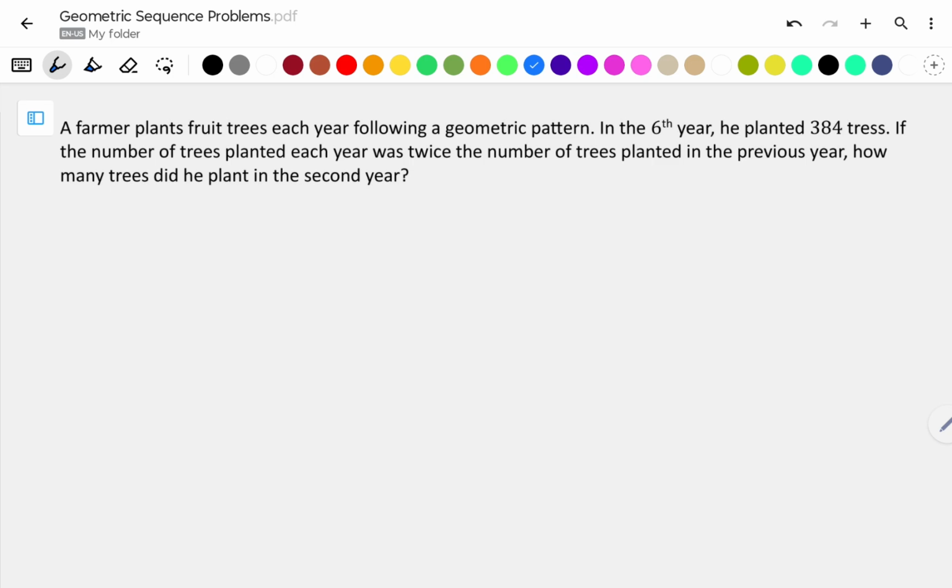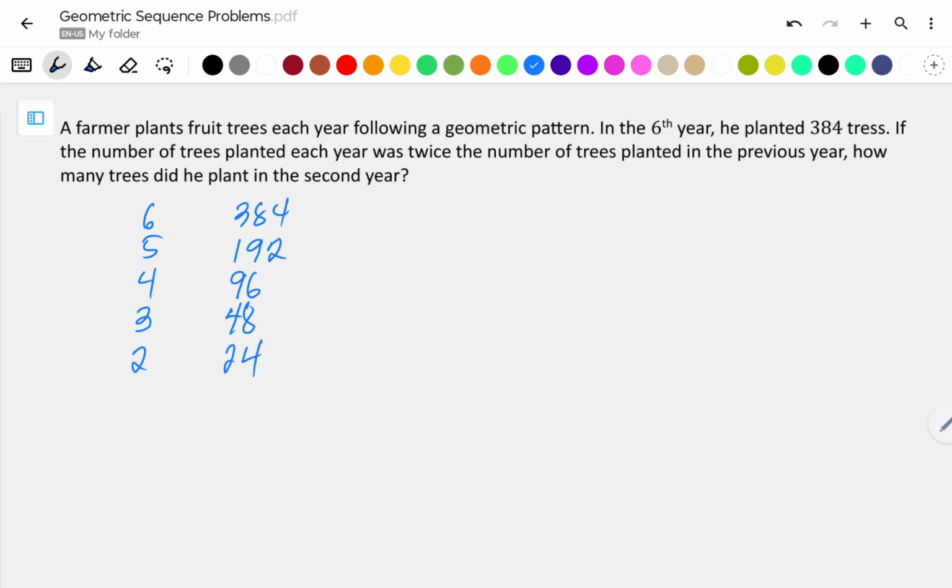So it's easy to do this manually. On the sixth year, 384, and then twice every year. So if we work backwards, on the fifth year, just divide by 2: 192. On the fourth year, that's 96. On the third year, that's 48. And on the second year, that is 24. We just divide by 2.